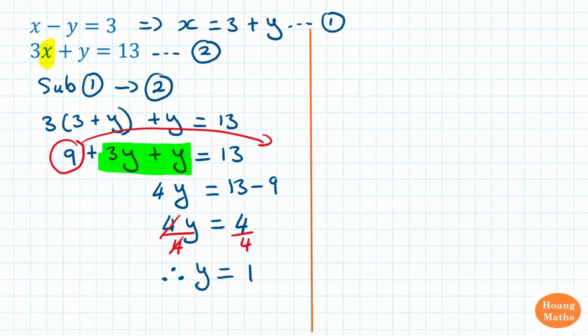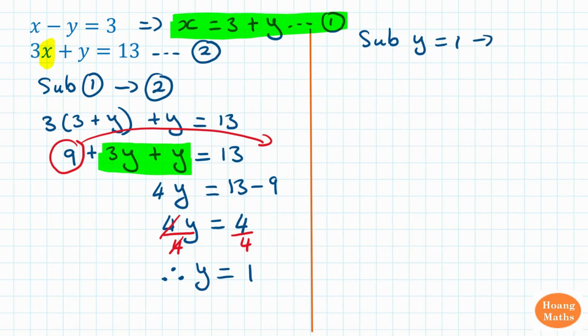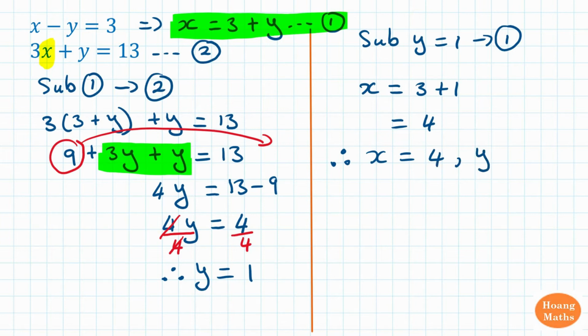So when y equals 1, we can substitute y into this equation here, that is equation number 1, to solve for x. So I just write: substitute y is equal to 1 into equation number 1. So that is x is equal to 3 plus y, which is 3 plus 1, which is equal to 4. So therefore, x is equal to 4 and y is equal to 1. Or you can write in point form, so that is x and y. So you can write (4, 1) if you want to write in coordinate form or point form. Okay?